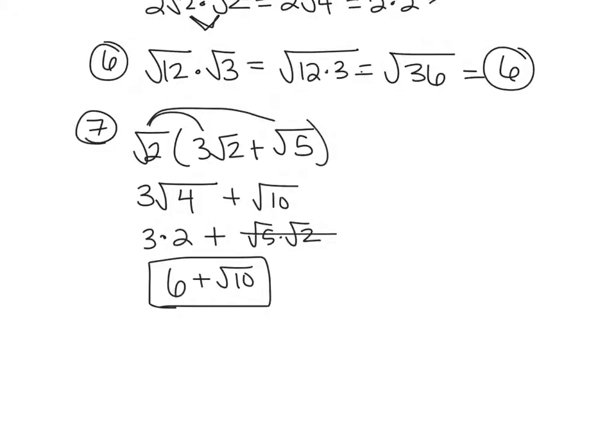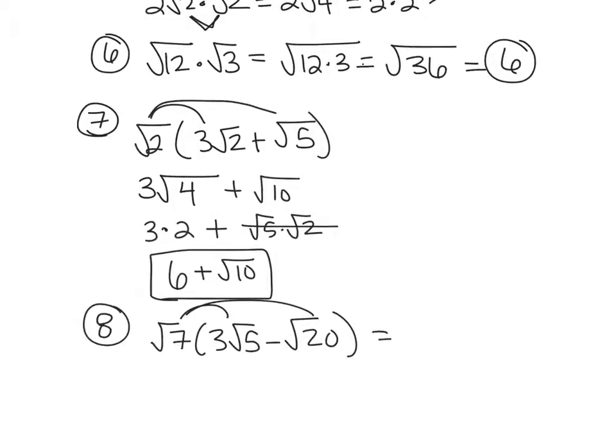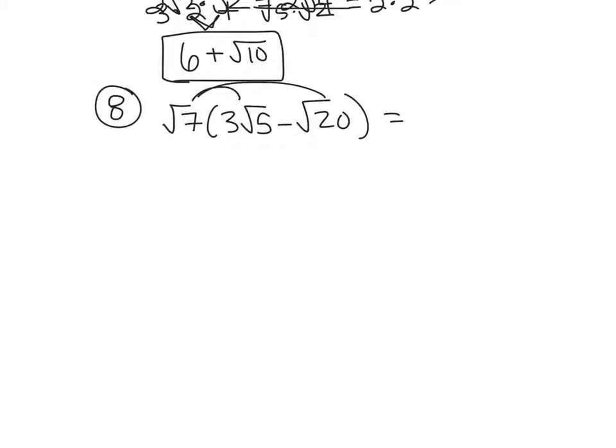Number 8. So number 8, we're going to have the square root of 7 times 3 radical 5 minus the square root of 20. So we're going to distribute. Push my paper up. And we have 3 times the square root of 35 minus the square root of 140.